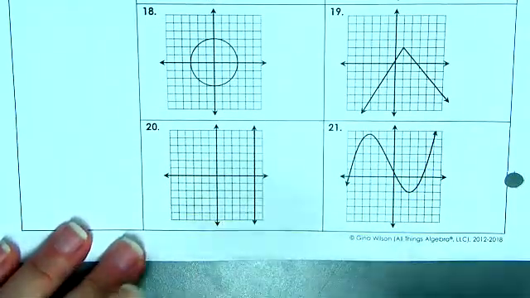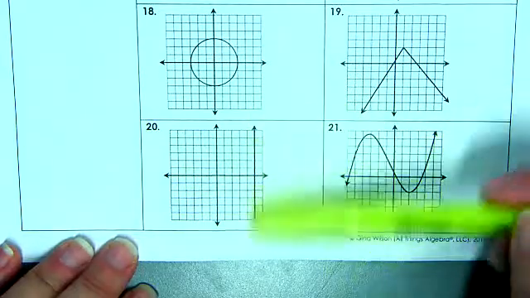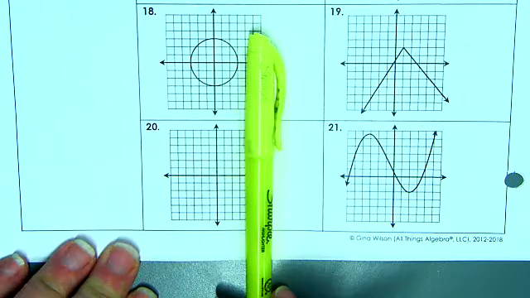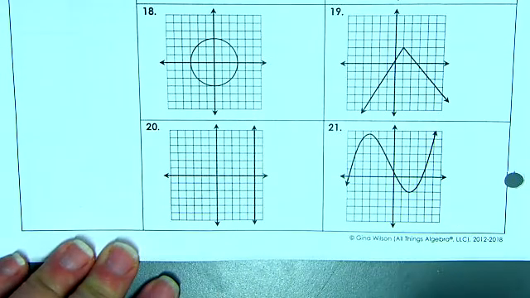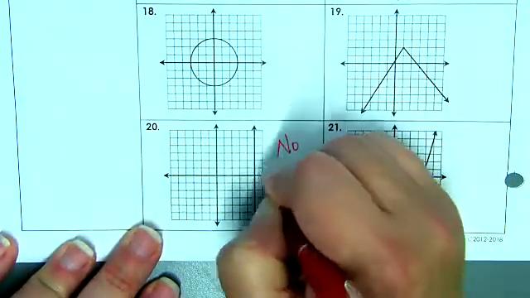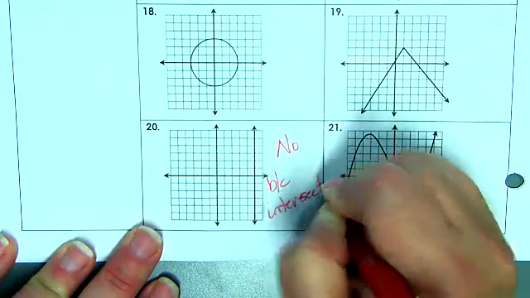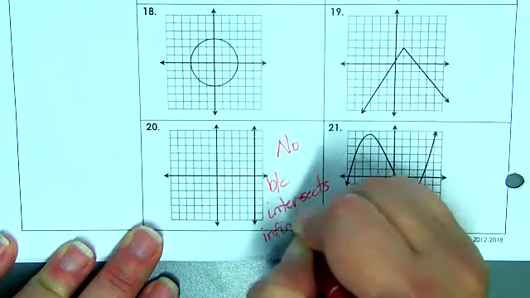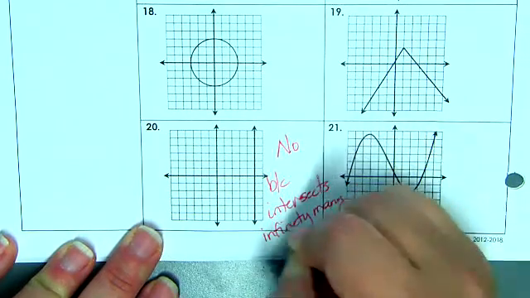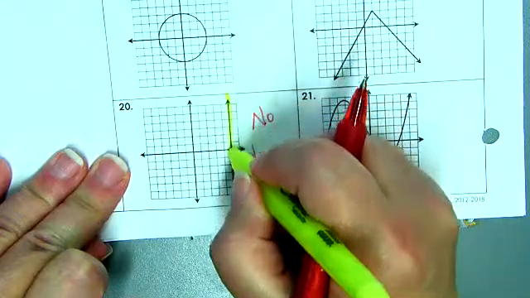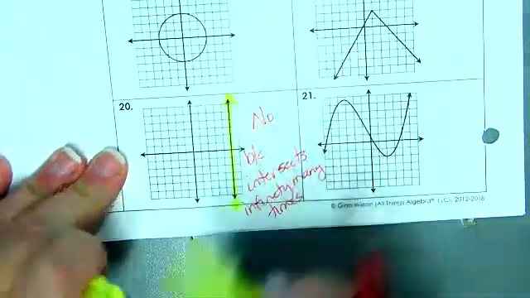Okay, jumping down to the bottom for 20. If I'm looking, okay, my graph is this right here. But if I do my graph, well, wait a minute, it's just the same line. It's the vertical line, but it is crossing infinitely many times. So this is no, because it intersects infinitely many times, because the vertical line is going right over. It intersects all the time.